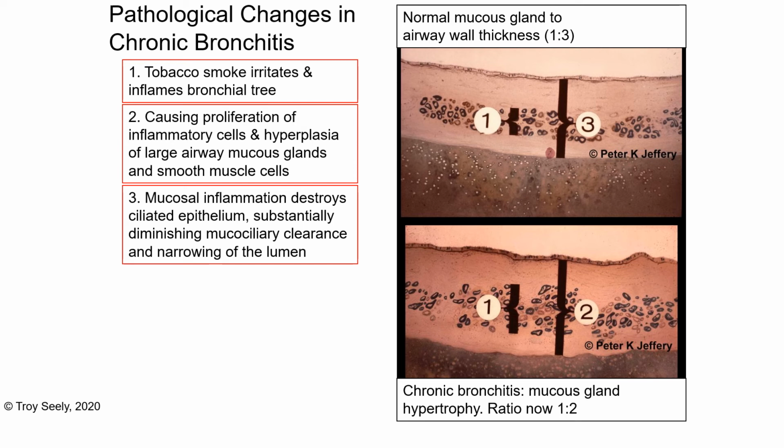The mucosal inflammation will eventually destroy ciliated epithelium, substantially diminishing mucociliary clearance and narrowing of the lumen. Translation for that, we rely on ciliated epithelium. So we rely on these little hairs, these little means of cilia that can assist in the upward clearance of mucus. But over time, if the area becomes further and further inflamed, the cilia starts to reduce and becomes destroyed. Mucus now can't be cleared as readily.